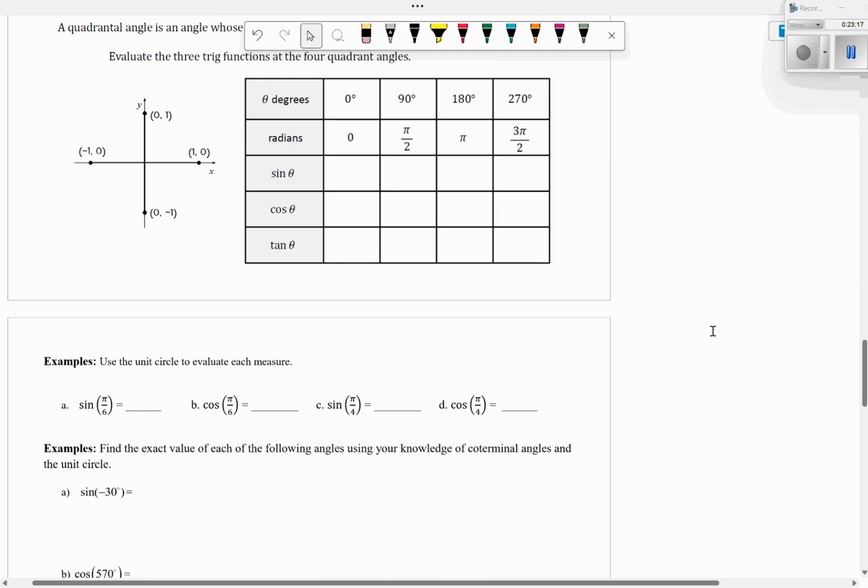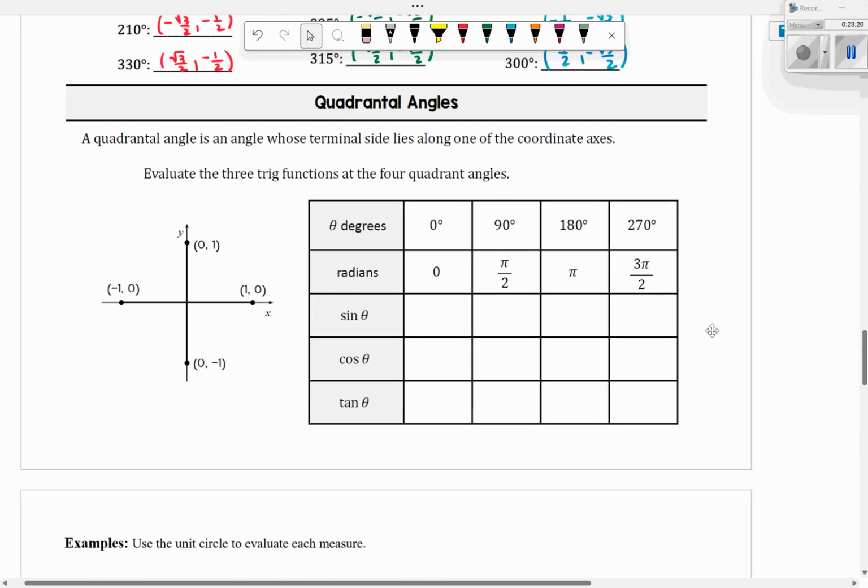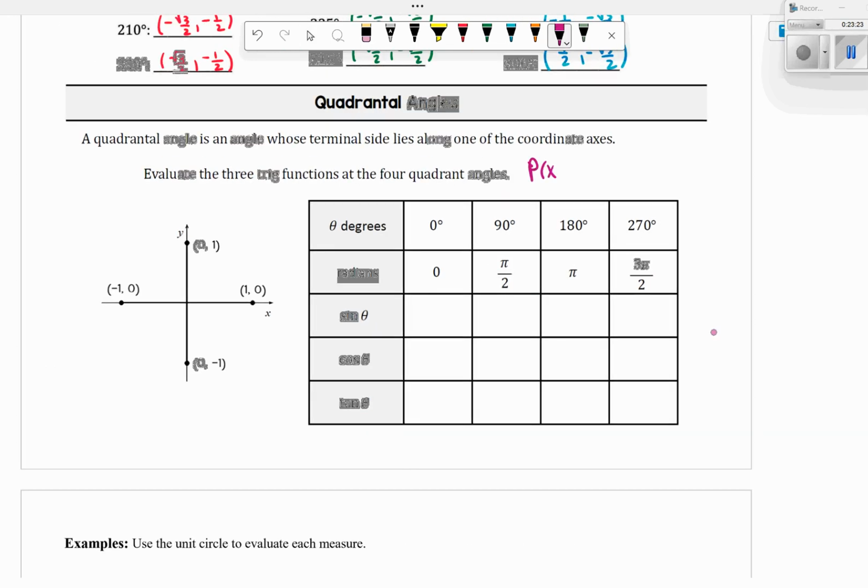So I'm going to come back down here and write that again. Remember that the point (x, y) corresponds to (cosine of the angle, sine of the angle). So the sine is going to be the y-coordinate. Cosine's the x-coordinate. Remember, tangent is opposite over adjacent. So again, if you forget, just draw that triangle. This is x and y and 1. So tangent of the angle would be y over x.